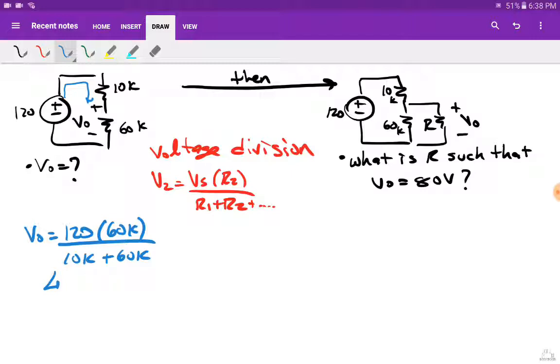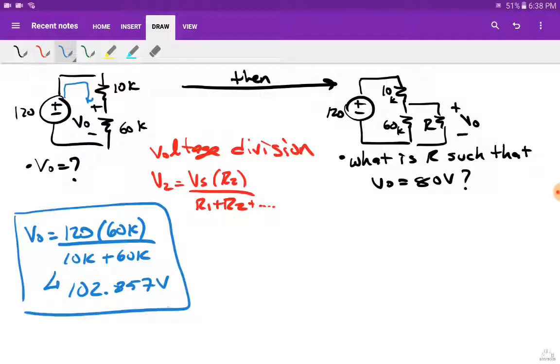The kilos are going to cancel out. I'm going to end up with 102.857 volts. This is my first answer. It's just a matter of recognizing that voltage divider. I'm using this first circuit to prepare you for the second circuit.